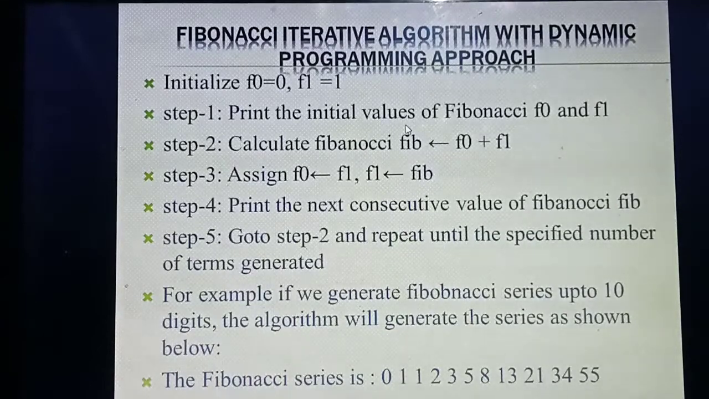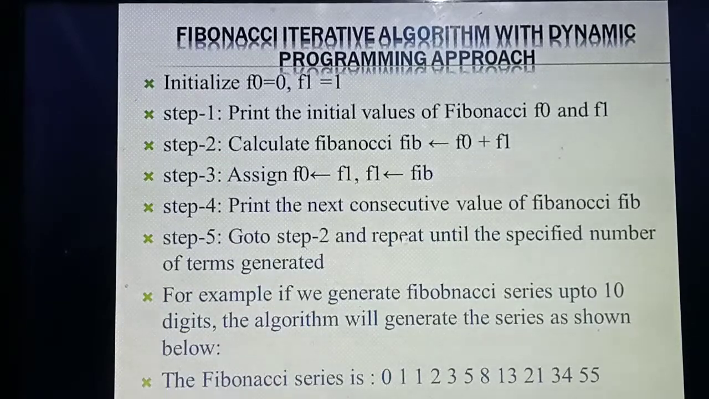Next you are going to calculate what? The Fibonacci series. How will you get the Fibonacci series? By adding the two numbers. What are the two numbers? 0 and 1. So F0 plus F1. Next, you are going to assign the value of F1 to F0, because of the previous numbers. And to F1 you are going to assign the value of Fibonacci. Understood?